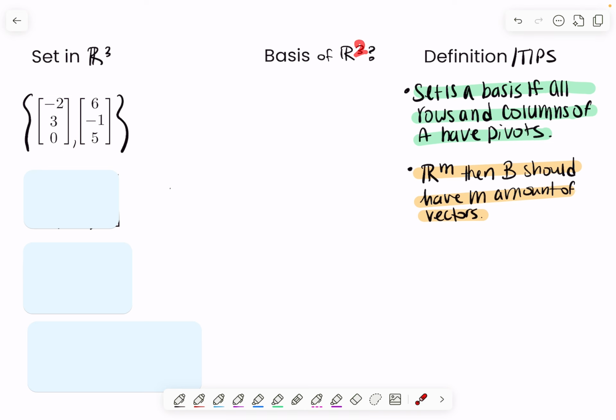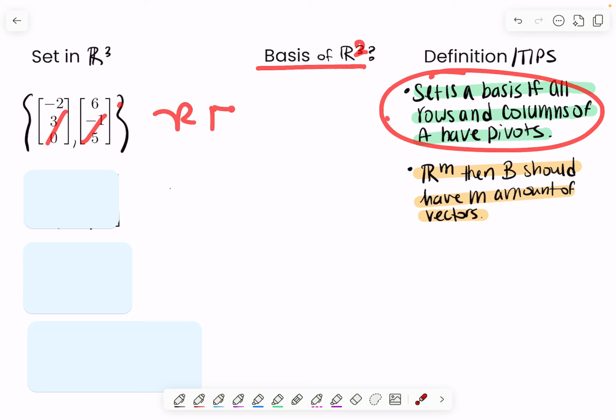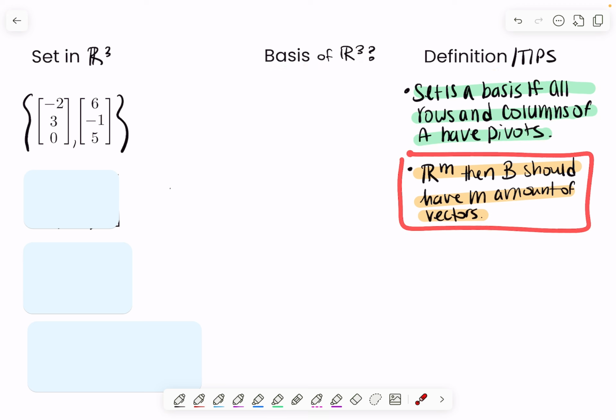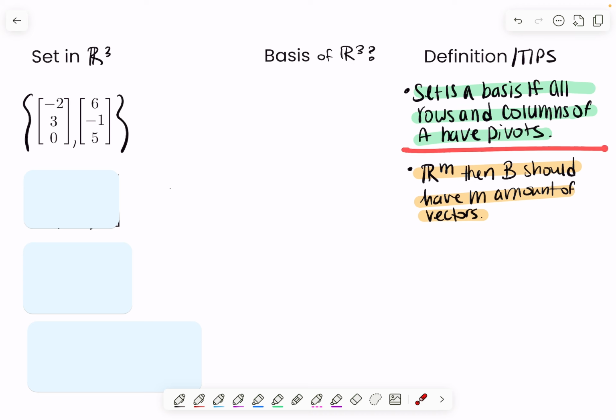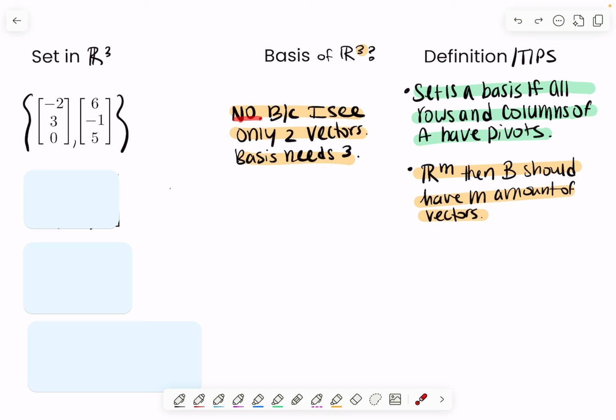Now, what if it said R2? Then yes, we have 2 vectors, but that doesn't necessarily mean it's a basis. You still have to check this condition, put it into row echelon form, and make sure that all of the rows and columns have pivots. We use this tip more to disqualify sets as being a basis and save us time. At the end of the day, no matter what we do, we still have to check this condition to prove that it is a basis. So no, this is not a basis of R3 because I see only 2 vectors instead of 3.